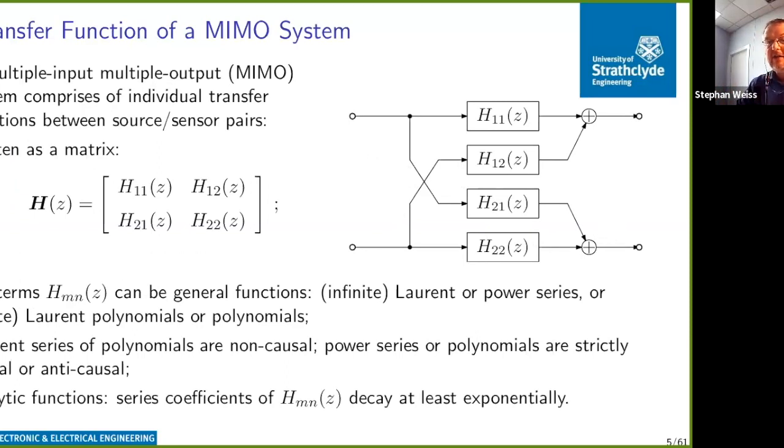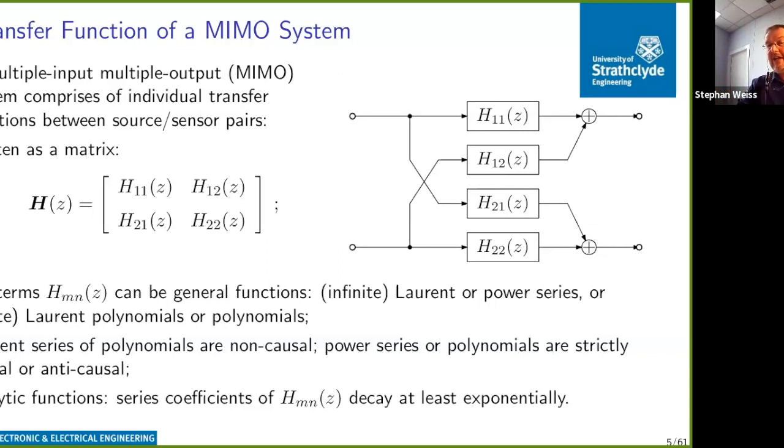And if you now write this 2x2 system as a matrix, then immediately you have a matrix that depends not just on real or complex gain factors, but actually on transfer functions that depend on the complex variable z in this case. So these functions can be quite arbitrary. They could be polynomials, so FIR type filters. They could also be infinite impulse response systems, and typically you might represent these as rational functions, but it can be a lot more general as well.